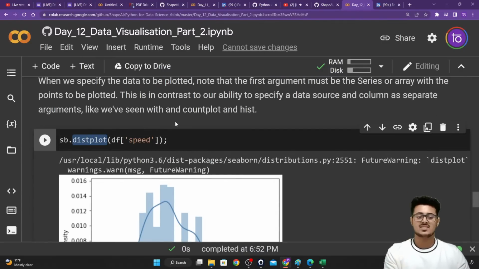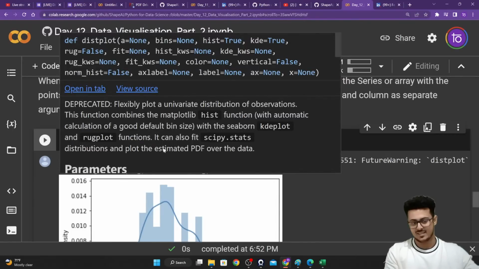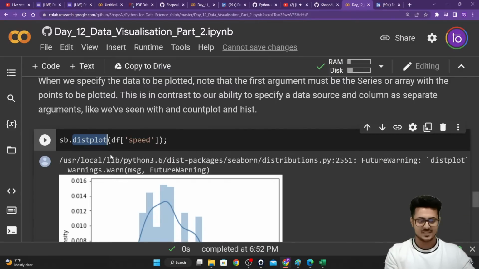In Seaborn it is called displot. As you're able to see, it is as simple as just plotting with sb dot. So we are going to use this Seaborn itself. Right over here, sb.displot is basically the Seaborn version of a histogram. You just have to specify which particular column you want to work with, so you are going to have df speed.